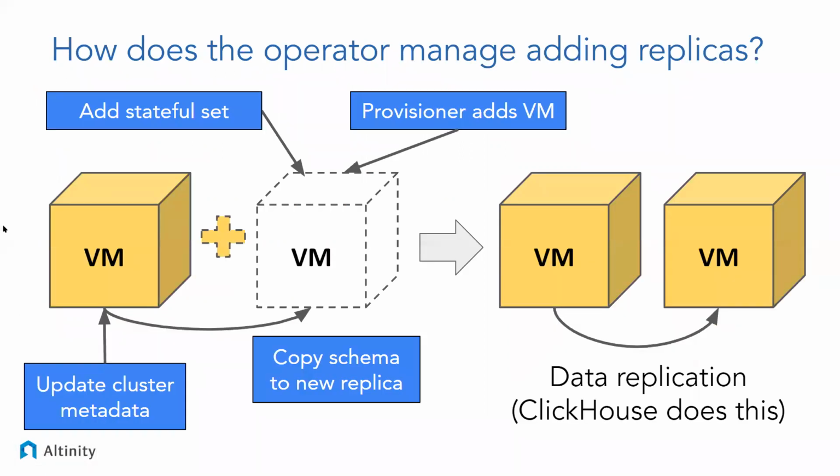One final thing: how does the operator manage adding replicas? This is worth looking at in a little more detail. We'll start with one VM, say with one replica. If we're going to two, there are a number of operations. We'll add the stateful set, and that will cause the provisioner to add a VM. Once that VM is available, we'll then update the cluster metadata, because you think about what happens when you add more nodes.